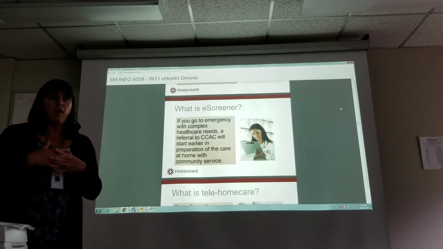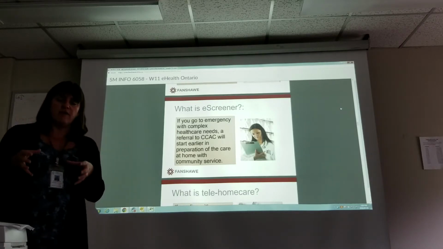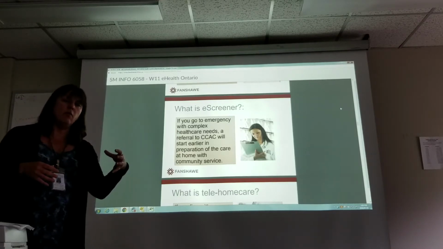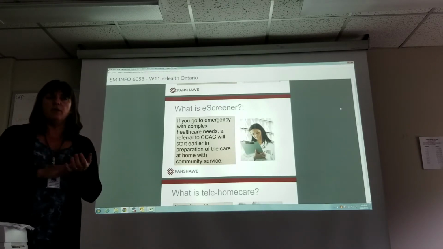Also, there are locations where patients will go after they have acute care, but they're not ready to go home yet. So they'll go to a place in between. And we have, in London, a few of those locations. One is at Parkwood Institute, located on Commissioners Road.